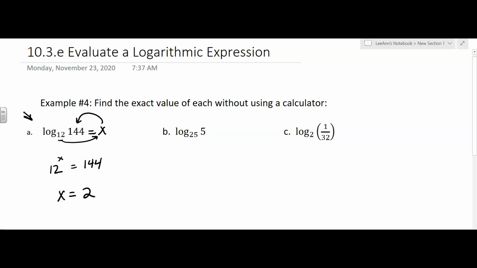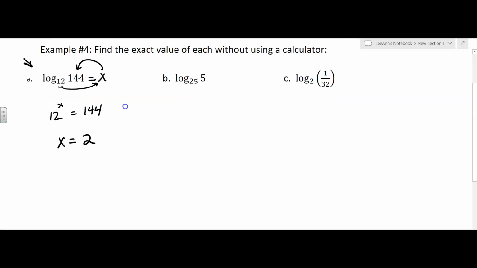Now, you don't need to say x equals 2 because remember, we made the x up. So we put that in the equation. They didn't have it there. So you can just say log base 12 of 144 equals 2. Or you can just say 2 because that's the expression. That's what it's equaling. Okay, so 2 is the answer is what I'm trying to say.